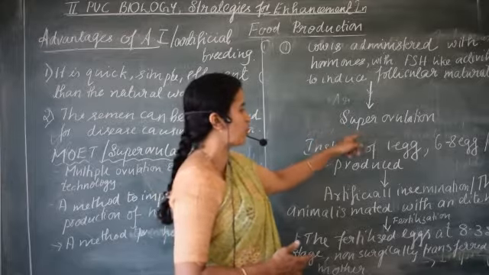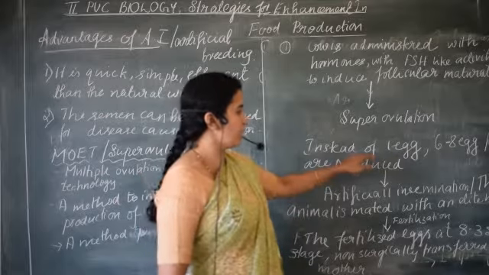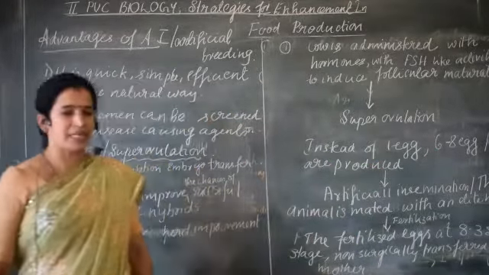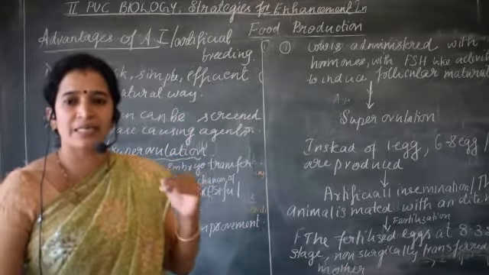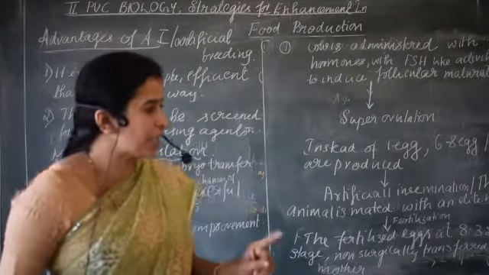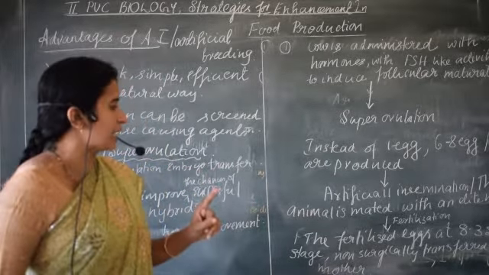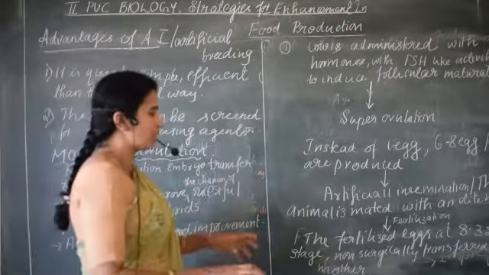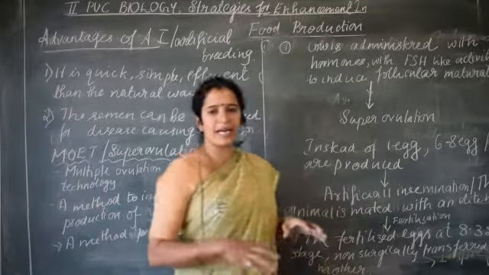Why it is known as super ovulation is that instead of producing one egg per cycle, 6 to 8 eggs will be produced in each cycle. That is the advantage of this, the main purpose. Usually in the normal estrous cycle, one egg is released. But here, how many eggs are released? 6 to 8 eggs are released per cycle, instead of one egg. That's why it is known as super ovulation. So what will be the next step? Now the eggs are released.